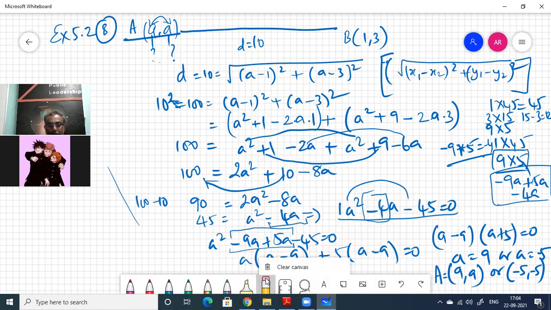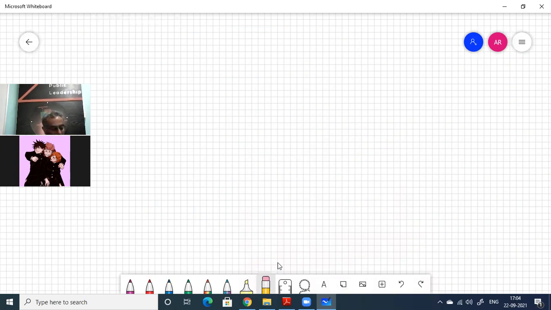Okay. Now let us do the next sum. The next sum is: the point x comma y is equidistant from the point 3 comma 4 and minus 5 comma 6. Okay. Let us take one point x comma y.